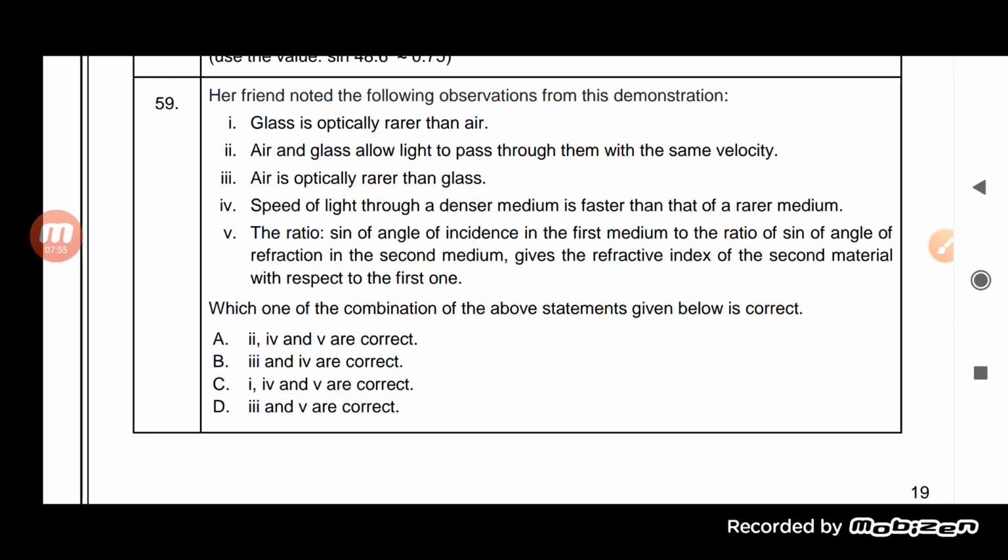Air is optically rarer than glass. This is the correct one. Yes, optical density of the glass is higher, so air is what? It is optically rarer.